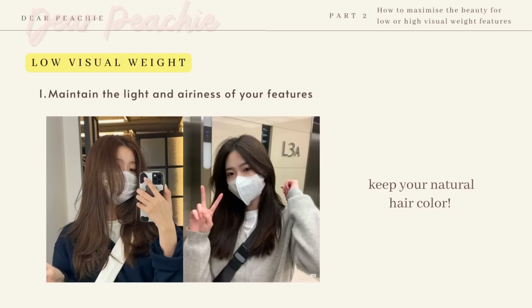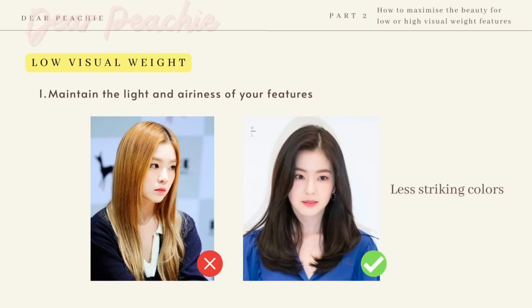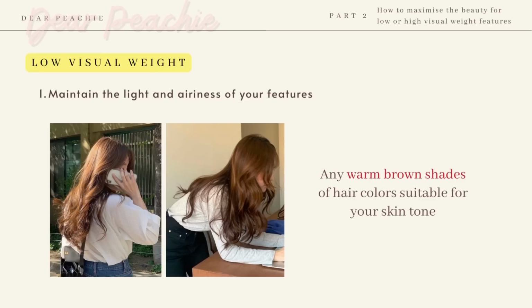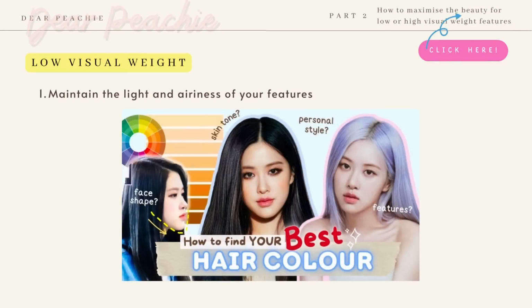As you are going for the au naturel look, do keep your natural hair color, or go for less striking colors that are close to your natural hair color. You can also pick any warm brown shades of hair colors suitable for your skin tone. To know more about picking your perfect hair color, you can refer to our previous video. The link is just up here.